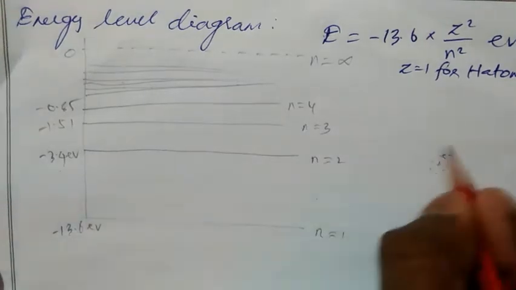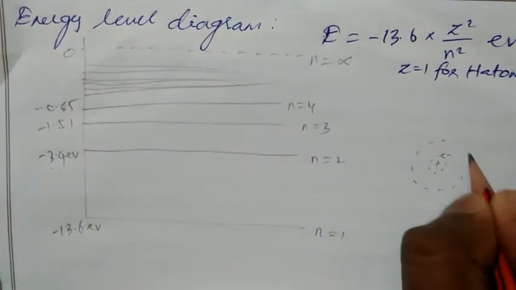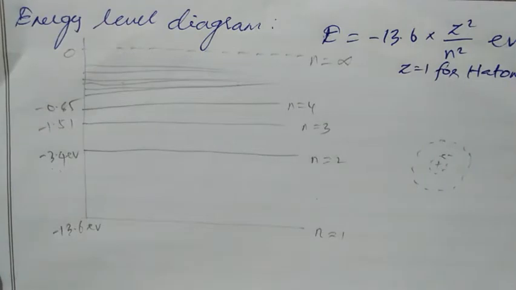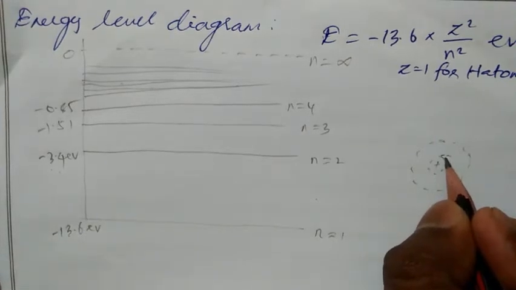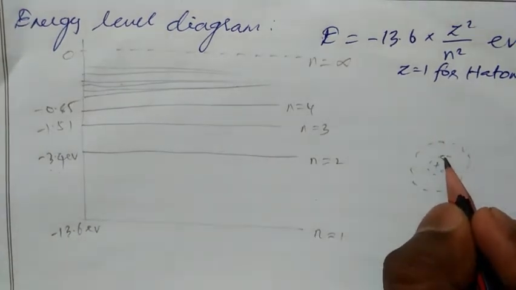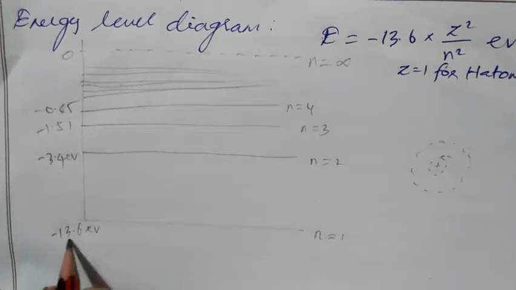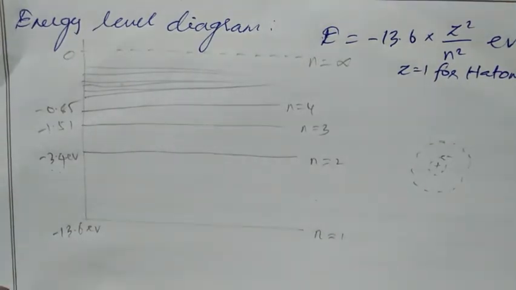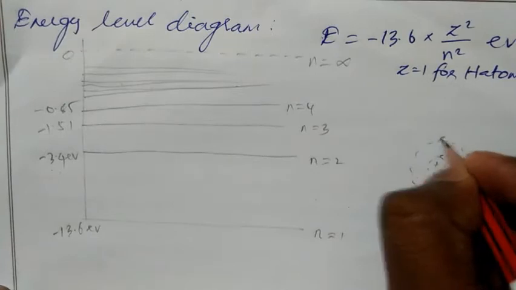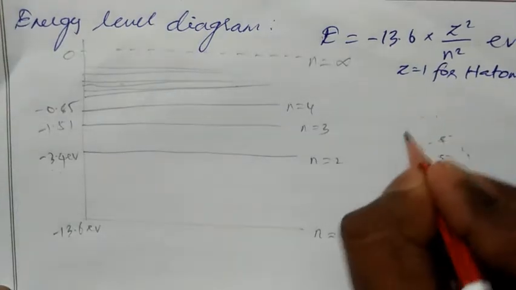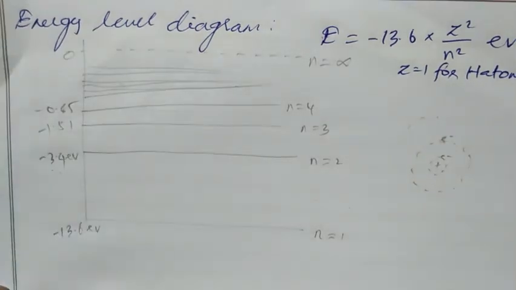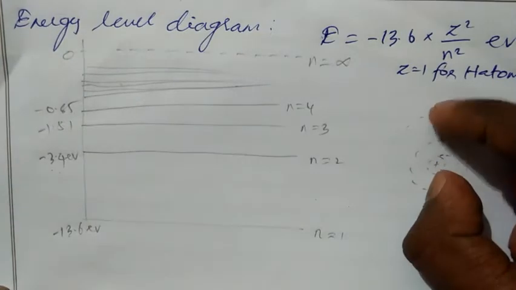For the second orbital we have to give only this much energy, because we know force is inversely proportional to distance square by the inverse square law. So the nearest electron has more electrostatic force. To remove this electron we have to give 13.6 energy. Then for the second orbital we need to give 3.4 energy to remove it from the orbital. Then for the third orbital electron we have to give 1.51. Here the distance will increase.